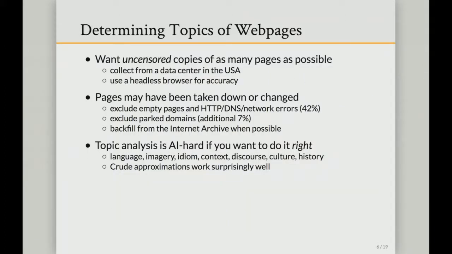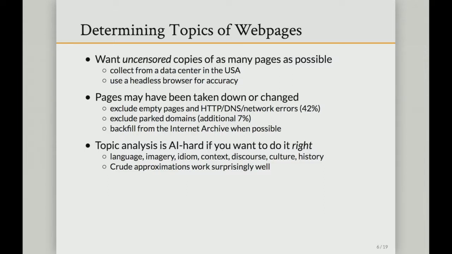Now, to determine the topics of web pages, first you have to get uncensored copies of each one. So I'm assuming that my data center in New Jersey is seeing a completely uncensored web, at least right now. And I download copies of all 760,000 pages, at least all the ones that still exist. Roughly 40% of them don't still exist. And I did some natural language processing to identify their topics.